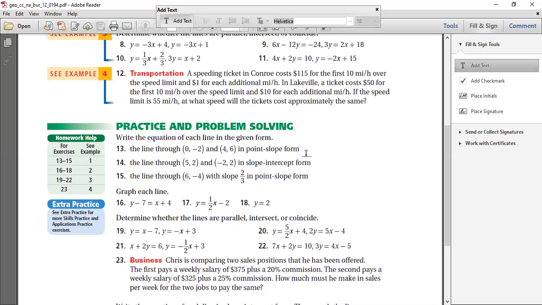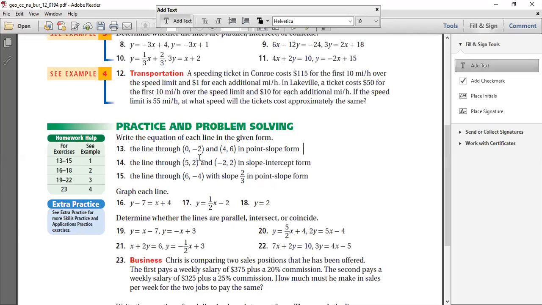Okay, so let's start by checking question number 13, 14, and 15. So this is going to be: write the equation of each line in the given form. There were two forms which we learned: point slope form and slope intercept form. This we had already learned, but what was new was about those where the x and y intercepts are given, but in these three questions those were not given. So write the equation of each line in the given form.